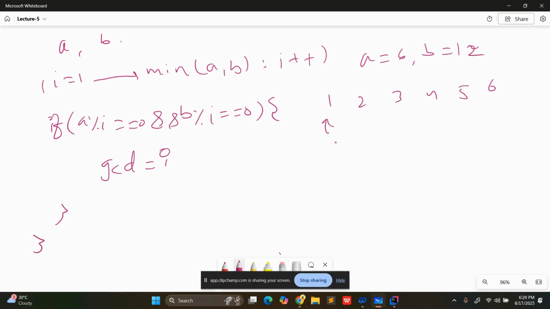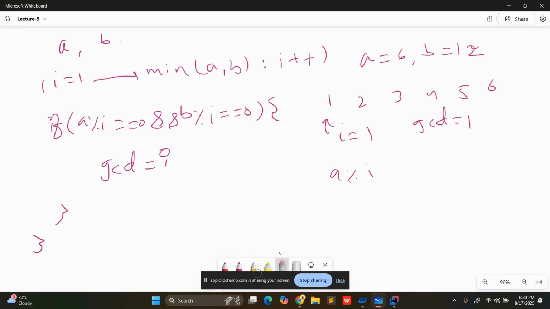Let's dry run it, because you might get confused. So I will have I is equal to 1. What I am doing is 6 modulo 1 and 12 modulo 1. So GCD is storing 1, it will give 0, right? We don't want to write this complete thing, I'm just explaining it to you. A modulo I, that means 6 modulo 1 and 12 modulo 1, definitely gives 0, because 1 is a factor of both. So I will be storing 1.